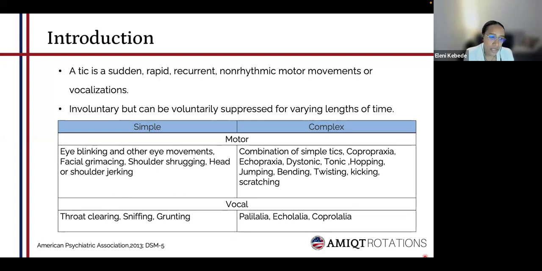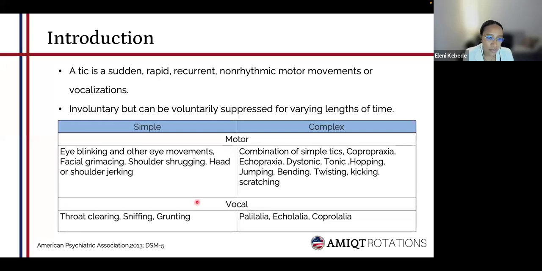So we can classify it as a simple and complex tic. Simple is usually quick and discrete, and the movement is usually confined to one muscle group. So it could be a diaphragm movement only or oropharynx movement only. The complex one is usually coordinated. It's a series of movements or sounds, and it's usually involving multiple muscle groups, and it's purposeful in nature, and it sometimes takes longer duration than the simple one. So we have motor and vocal.